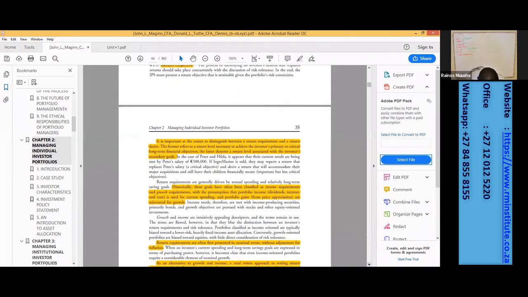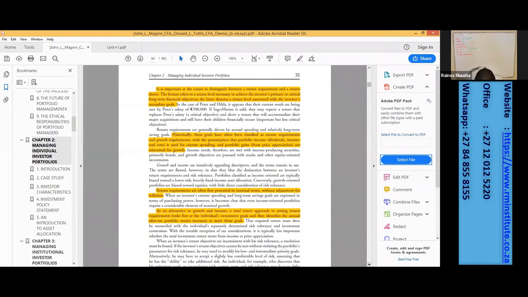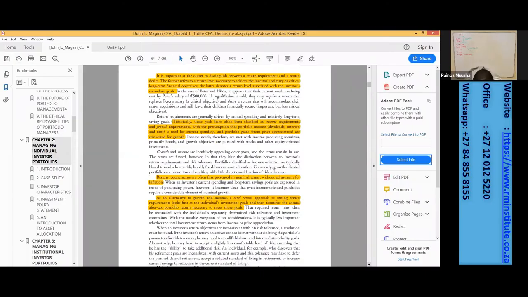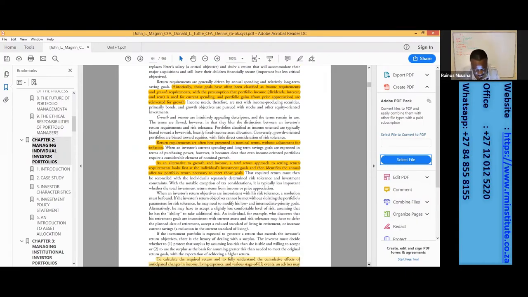Then if you skip the next paragraph, they say, return requirements are often first presented in nominal terms without adjustments for inflation. Then, as an alternative to growth and income, a total return approach to setting return requirements looks at the individual's investment goals, and then identifies the annual after-tax portfolio return necessary to meet those goals as well.